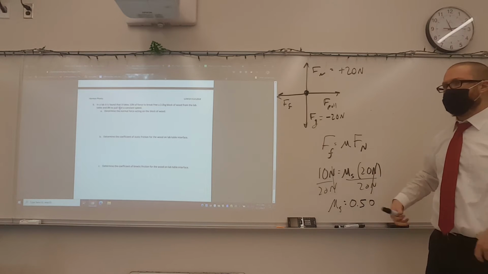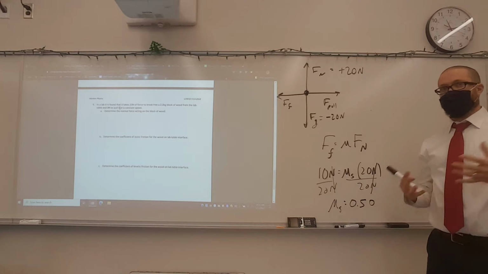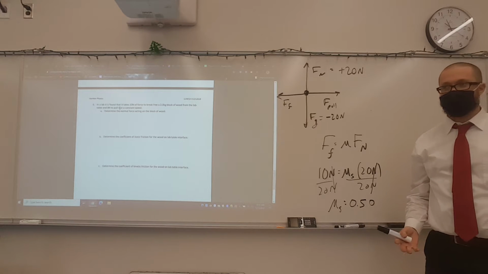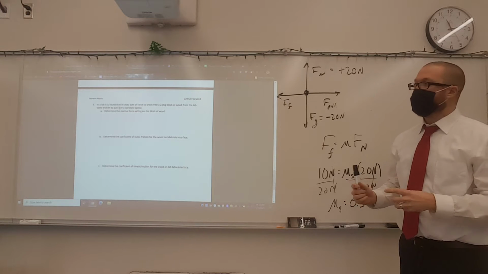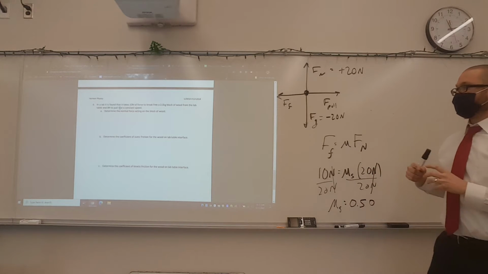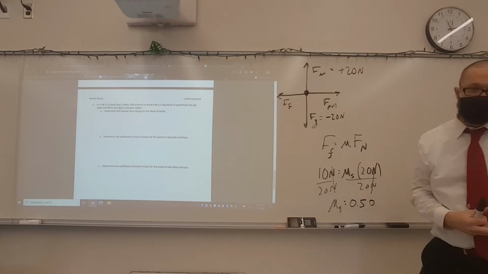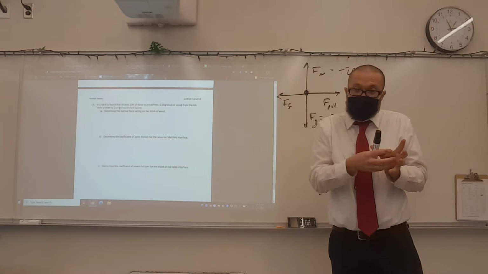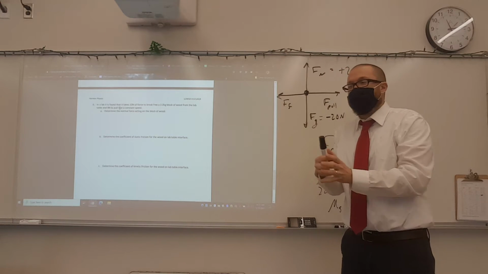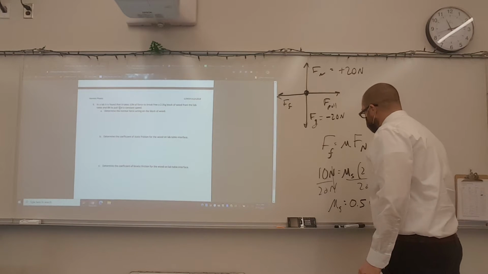So if this thing weighed 100 newtons, the force of friction would be 50 newtons, static friction. It would take 50 newtons to get it moving. All right? But once it's moving now, it only takes 8 newtons to keep it moving. So remember in the lab, we pulled that block, it broke free, and then took a little less force to keep it moving.